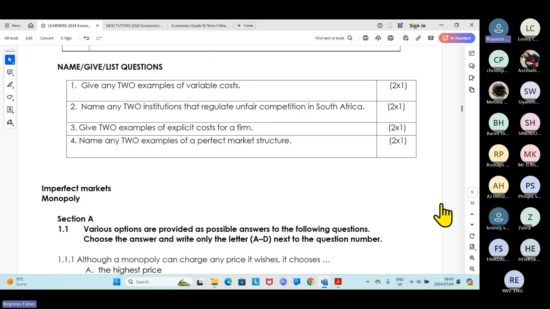Right, so I've received quite a few answers from the schools, so let us compare answers. The first question is give any two examples of variable cost. Of course, there are more than two, but the question limits you to two. So I'm just going to compare the answers that I've received so far. Fidel says electricity and transport. You're correct. However, for transport, you could rather say fuel. So that answer is correct.